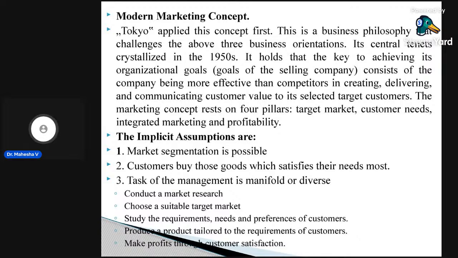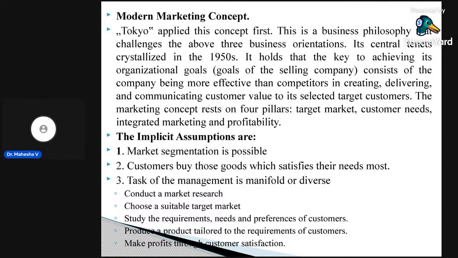Dear students, in the previous class, we had discussions regarding the various basic components of marketing management. We were discussing the core concepts of marketing. As far as the core concepts of marketing are concerned, there are six of them. Among them, we discussed the production oriented concept, the product oriented concept, and the selling oriented concept.